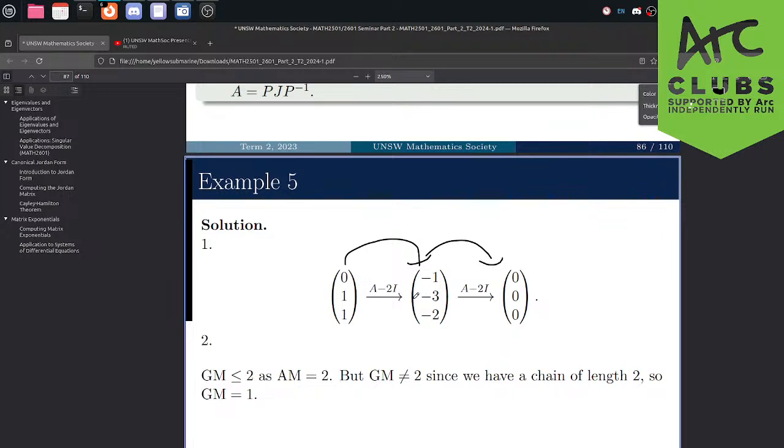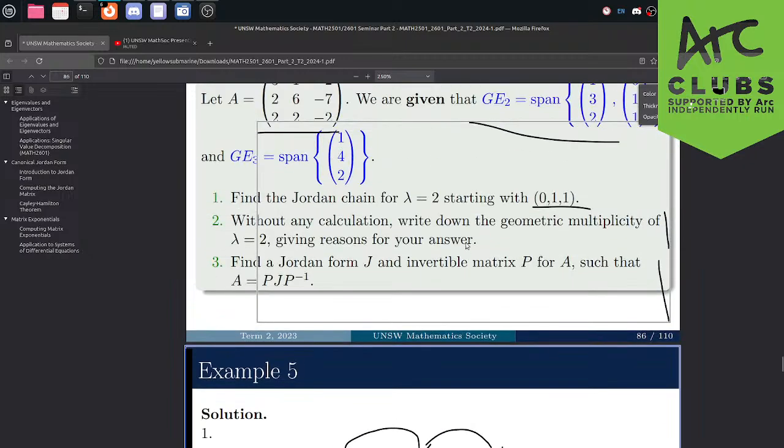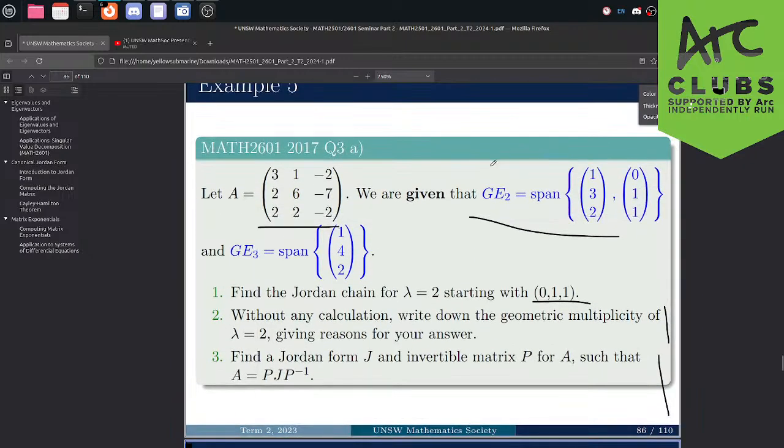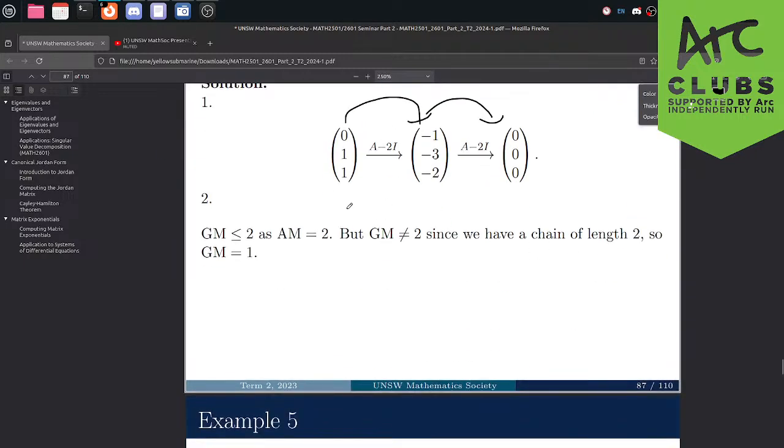Note that the algebraic multiplicity in this case is, yeah, the algebraic multiplicity is the dimension of the generalized eigenspace, which is 2. So AM is equal to 2. Now GM is less than or equal to 2. So it's either 2 or 1. It can't be 2 because that would mean this is immediately an eigenvector. But it jumps up in dimension and then goes to 0, which means that GM must be equal to 1.